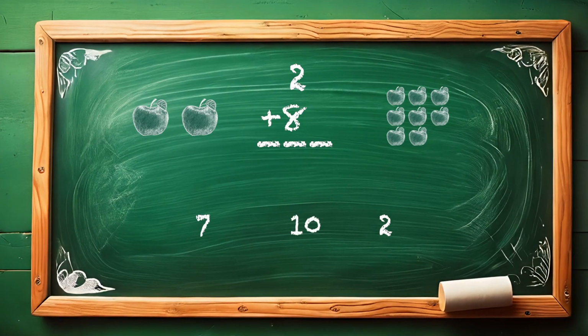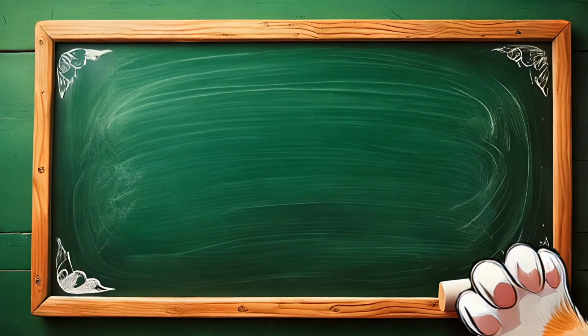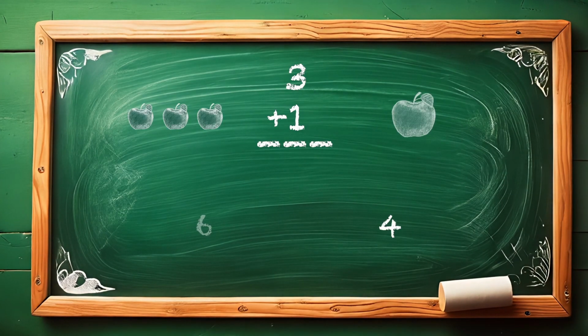If you have 2 apples plus 8 apples, do you have 7 apples, 10 apples, or 2 apples in total? 2 plus 8 equals 10. If you have 3 apples plus 1 apple, do you have 6 apples, 10 apples, or 4 apples in total? 3 plus 1 equals 4.